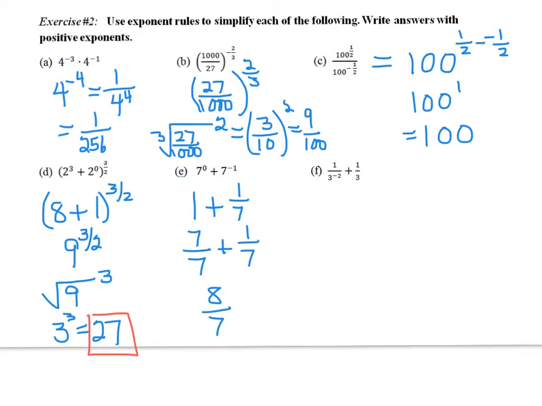For part F, this time the expression has a negative exponent in the denominator. So to make its exponent positive, I'm going to move the 3 to the numerator and give it that positive exponent of 2. I'm still adding on 1/3. So 3 to the second is 9. 9 plus 1/3, if I add those together, gives me 28/3.